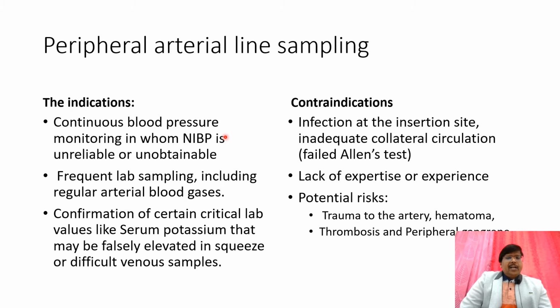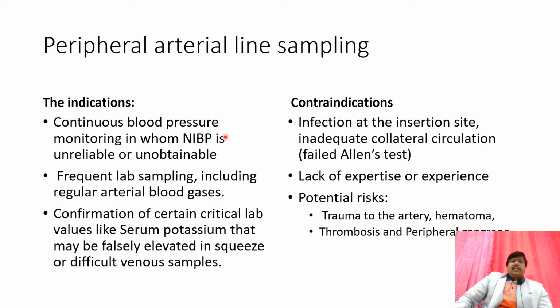Okay, right. Confirmation of certain critical values like serum potassium. Potassium is an intracellular ion. A squeezed sample gets it released, and then you get a value that misleads whether to act or not. So in those situations, when you want to initiate treatment, arterial sampling for potassium is the gold standard.